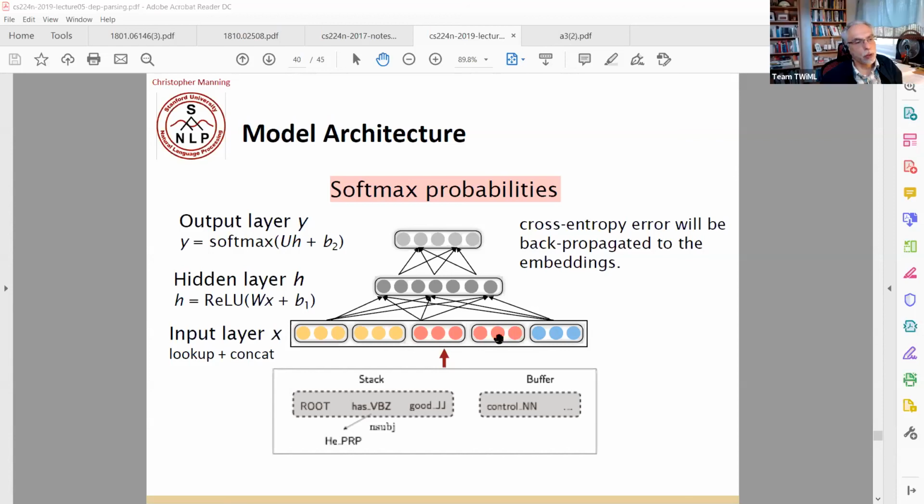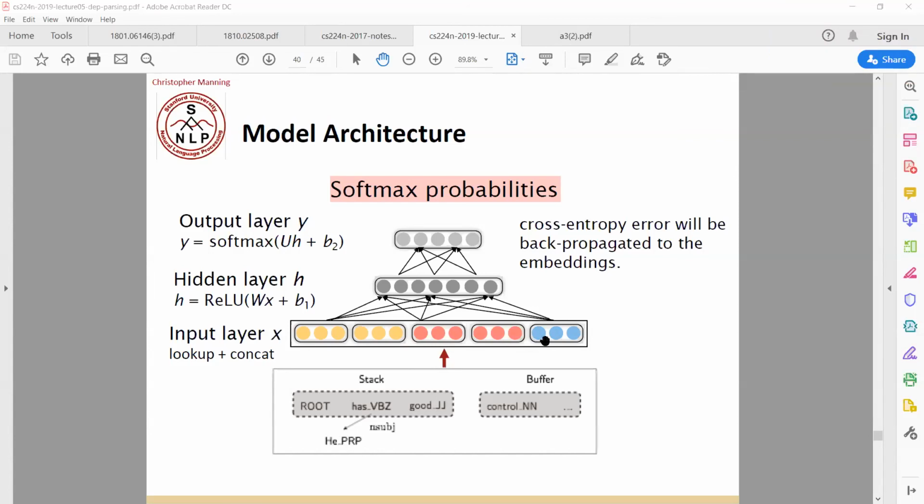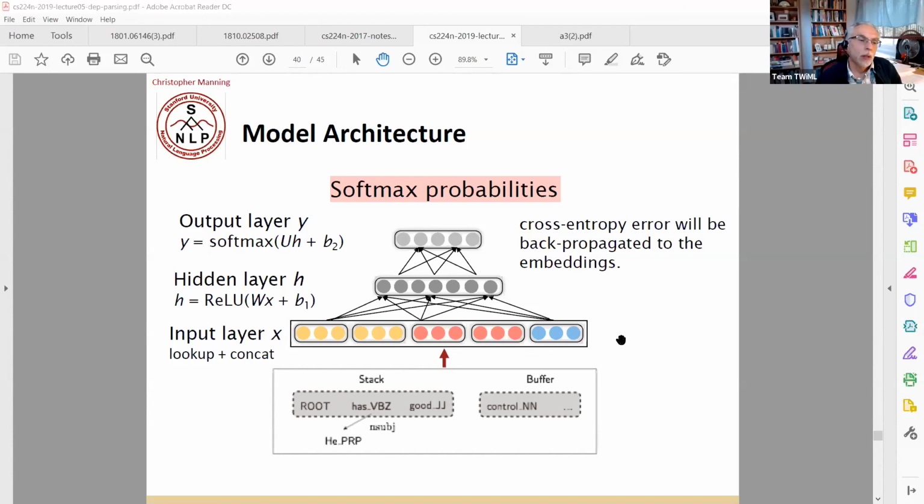He's just run out of room on the diagram. So yellow ones are words. These are the children of the words. No, the red ones, those are the POS vectors. Those are the d-dimensional POS vectors. And then the blue ones are the d-dimensional label vectors. Okay. But it's just he's run out of room.